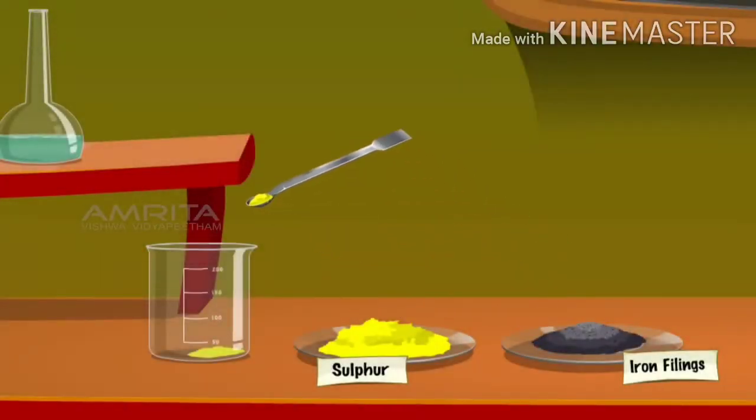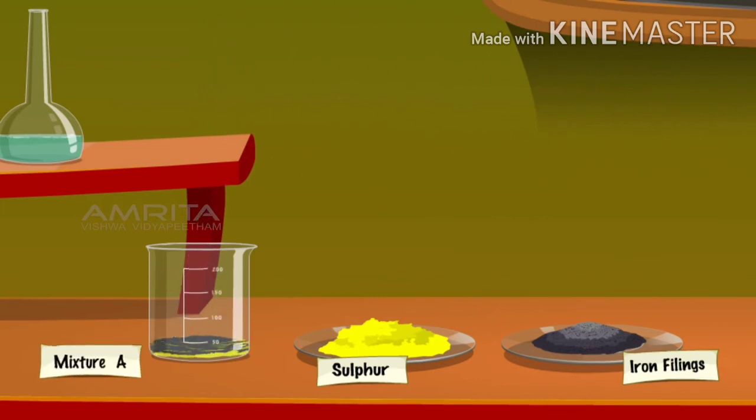Using a spatula, take a small quantity of sulfur powder and transfer it into a beaker. Add a small quantity of iron filings into the same beaker using a spatula. Stir the contents of the beaker using a glass rod and label this mixture as A. Take a china dish and using a spatula transfer a small quantity of the mixture into it.